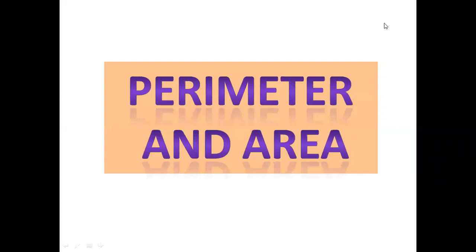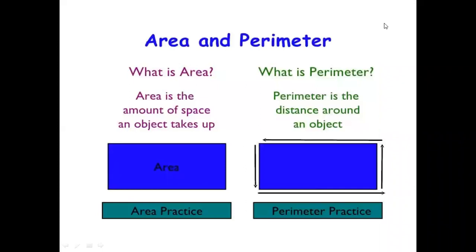Hello students, let us continue to study the chapter Perimeter and Area. What is perimeter? In the previous class we learned that perimeter is the distance around an object. Basically we had taken the example of a thread and taken it around different geometrical figures.